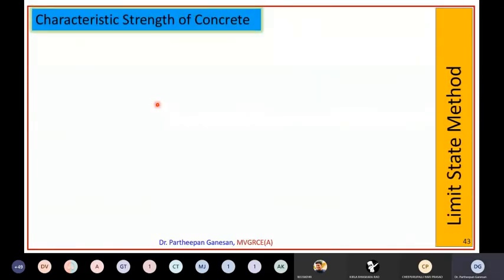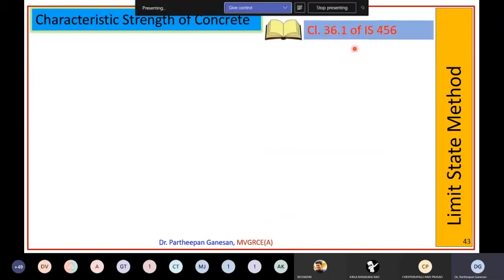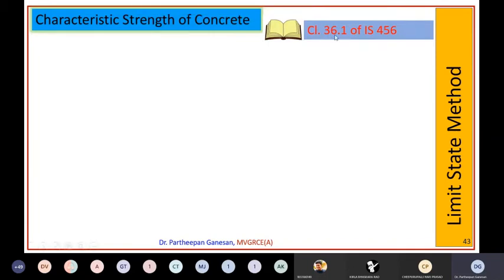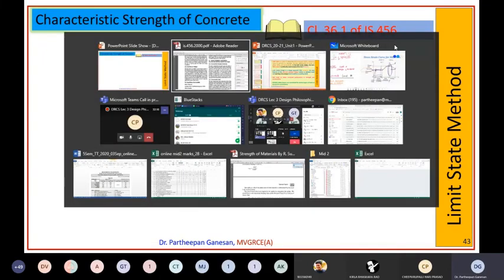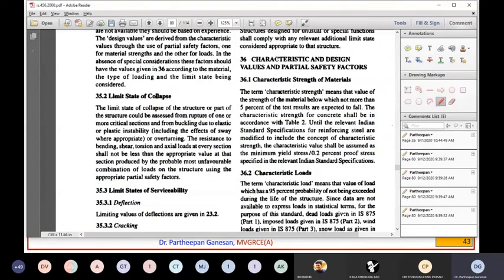So now, what is characteristic strength of concrete? The characteristic strength of concrete is presented in 36.1 of IS 456. See, all these definitions are asked sometimes in the examination. The answer to this is right away available here.